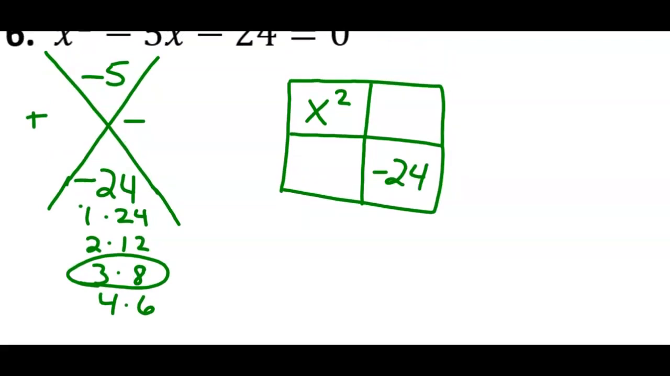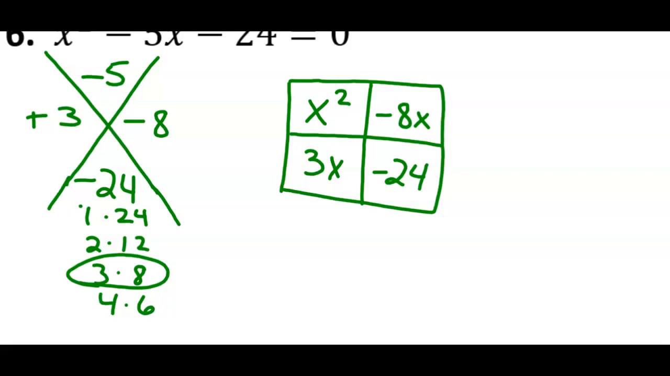8, because this answer is negative. Or I should say that the other way. Which number has to be negative? My 8 has to be negative because that's negative. Okay? So then I put my 3x here and my negative 8x here. All the same so far, right? Okay.